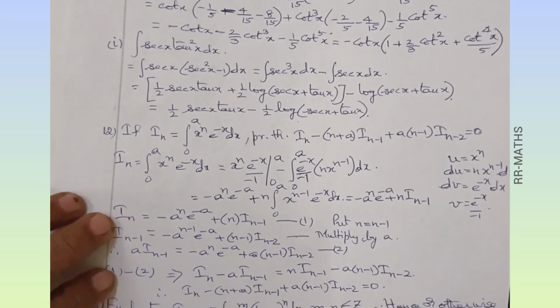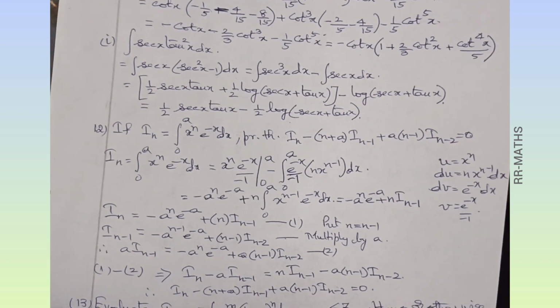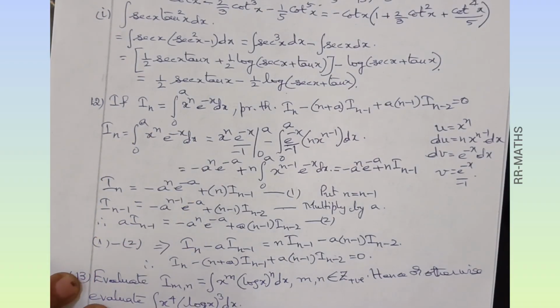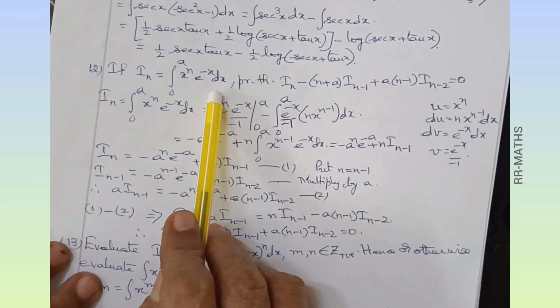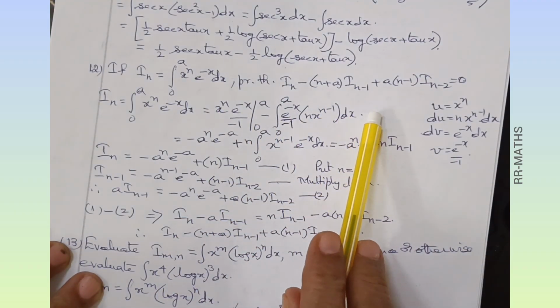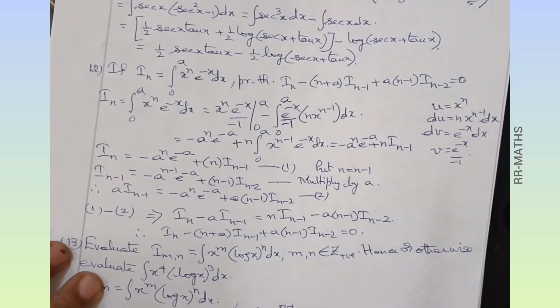These are the models that you have for your tan, cot, secant, cosecant, etc. Now we will see some proof type of problems. So the question here is, if I n is equal to integral of 0 to a x power n e power minus x dx, prove that I n minus n plus a I n minus 1 plus a into n minus 1 I n minus 2 is equal to 0.